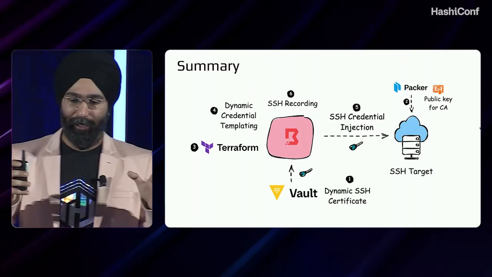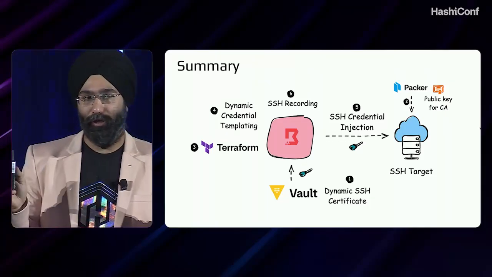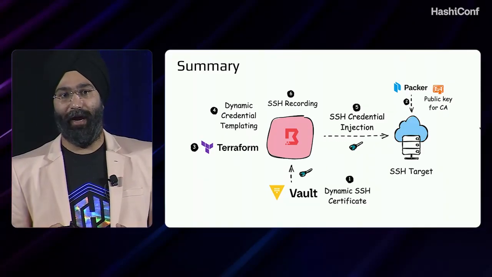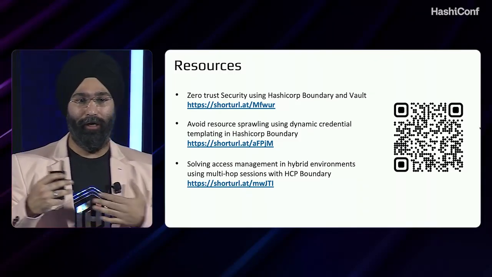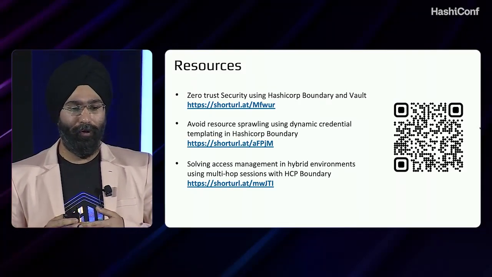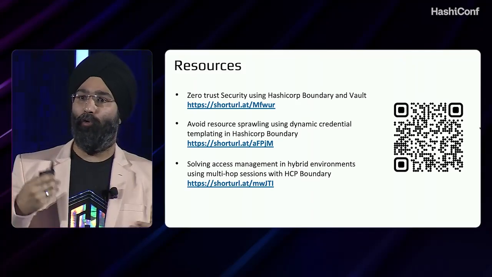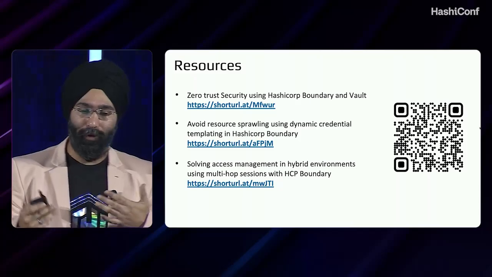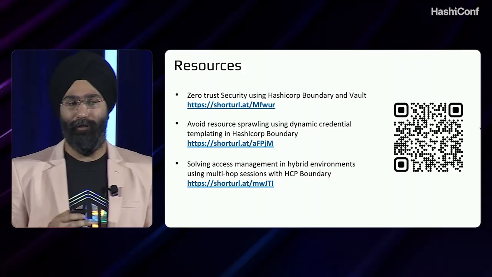So this integration of HashiCorp Boundary and Vault introduces a robust solution for dynamically creating and managing your SSH certificates at scale. You can actually follow my Medium profile. I write a lot of blogs around HashiCorp Boundary, Vault, and other different tools. I've written some blogs on how to achieve zero trust security using HashiCorp Boundary and Vault. How do you avoid resource sprawl? We talked about one of the challenges during our slides, right? So how do we solve this? And a very interesting feature around multi-hop. So do go through these articles.